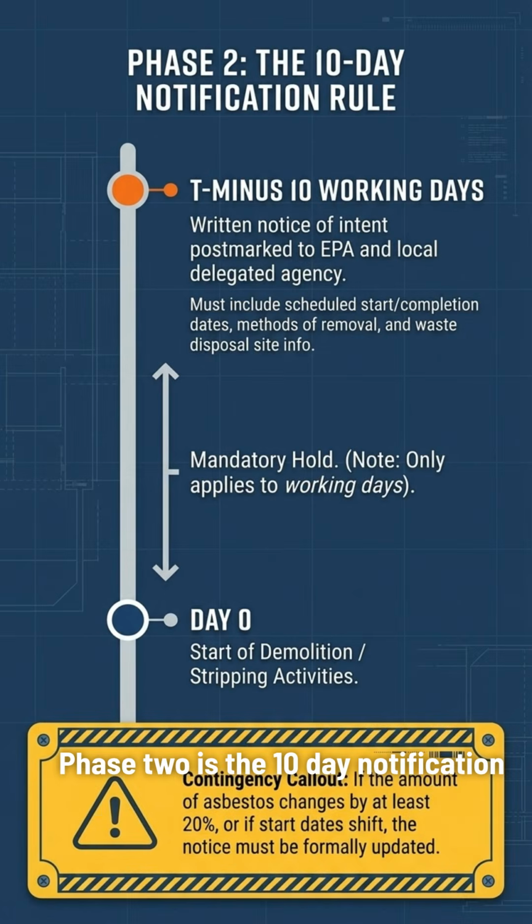Phase 2 is the 10-day notification rule. Written notice of intent must be postmarked to the EPA and local agency 10 working days before demolition or stripping activities begin. This mandates a hold until day 0. If the amount of asbestos or start dates change significantly, the notice must be formally updated.